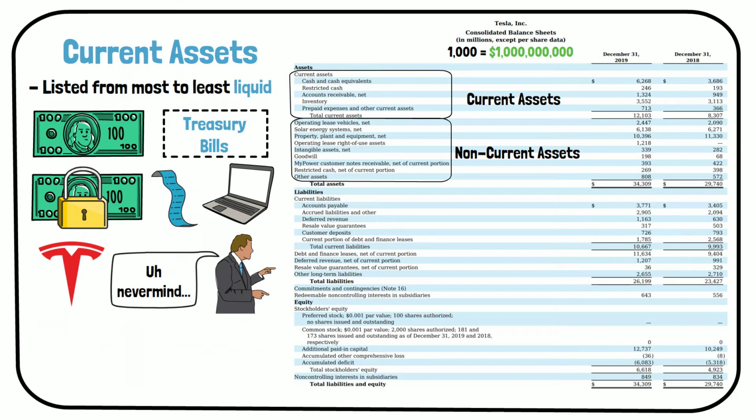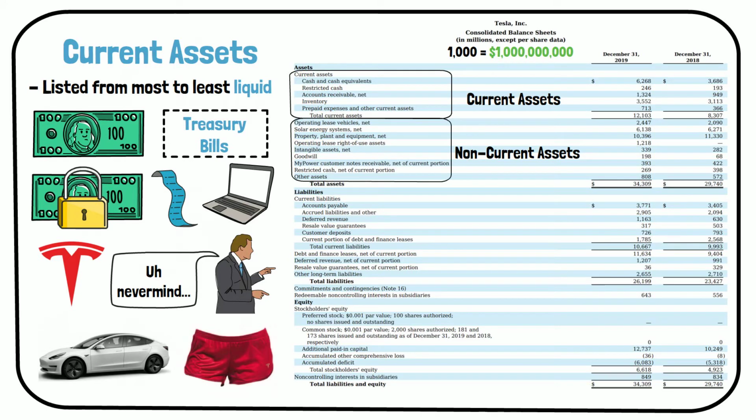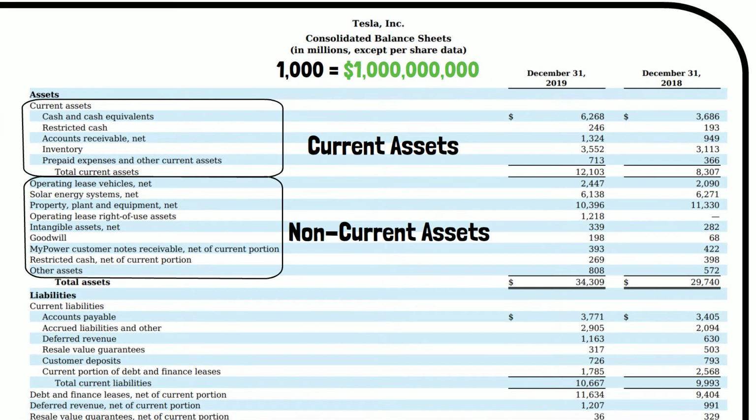The inventory is the finished cars, car parts, energy products, or Tesla shorts that are ready to be sold. These could likely be turned into cash relatively easily and will probably be sold within the year. Prepaid expenses and other current assets are the insurance payments or rent payments that Tesla has already paid before they are due. At the end, you will see the total of Tesla's current assets is $12.1 billion as of December 31st, 2019.